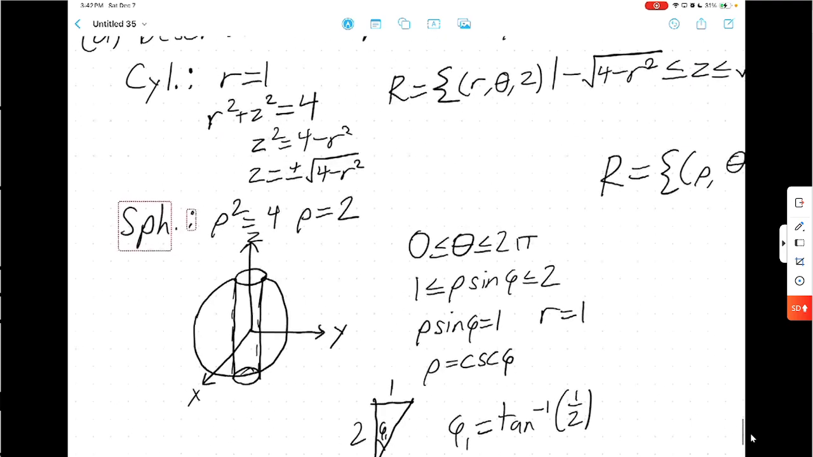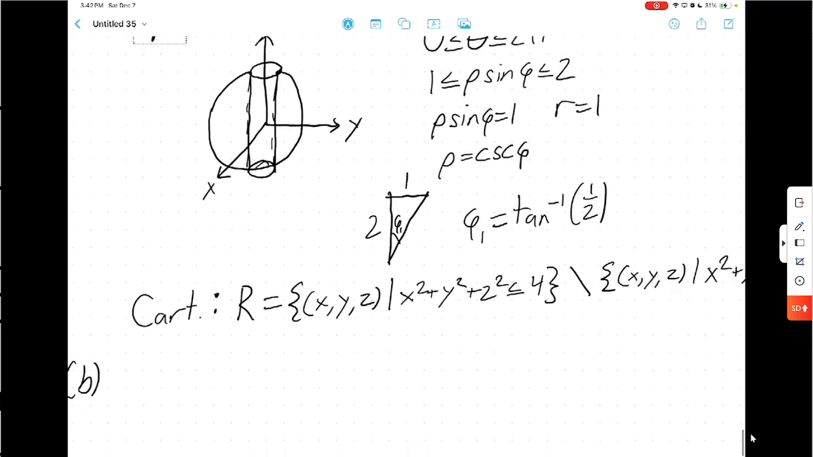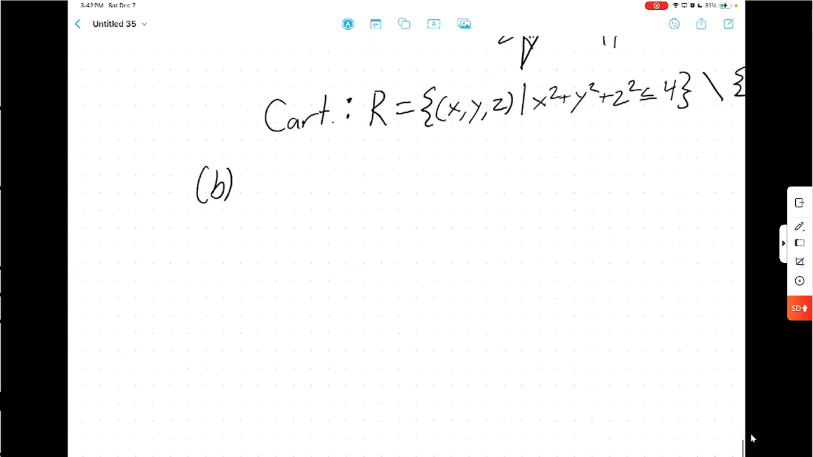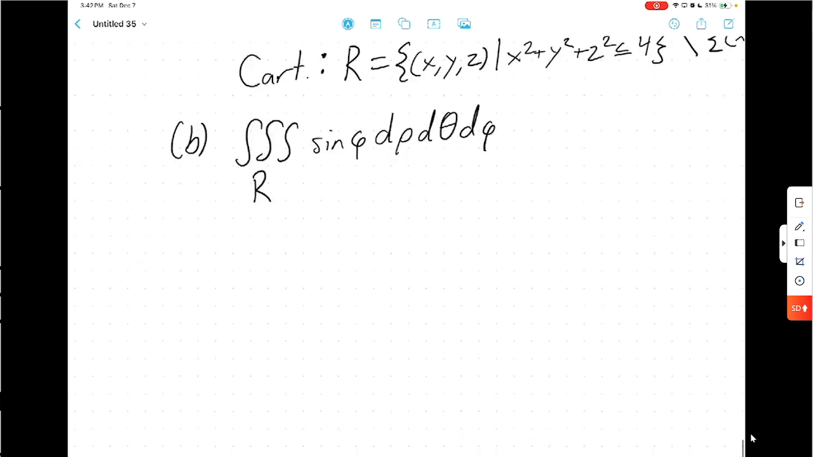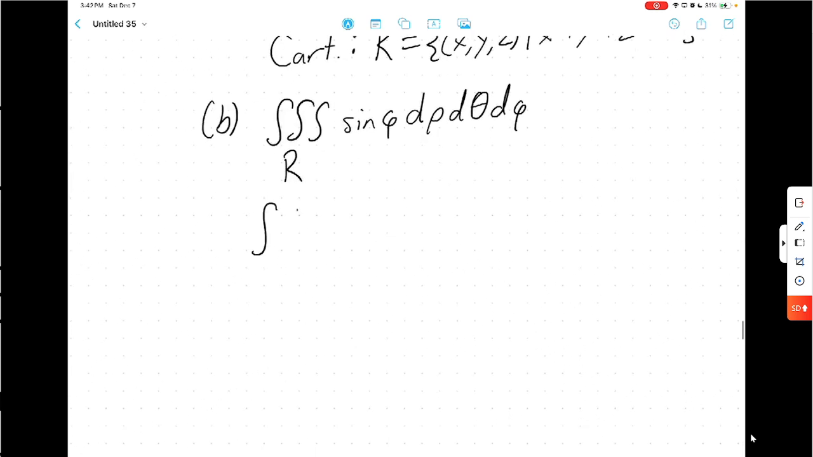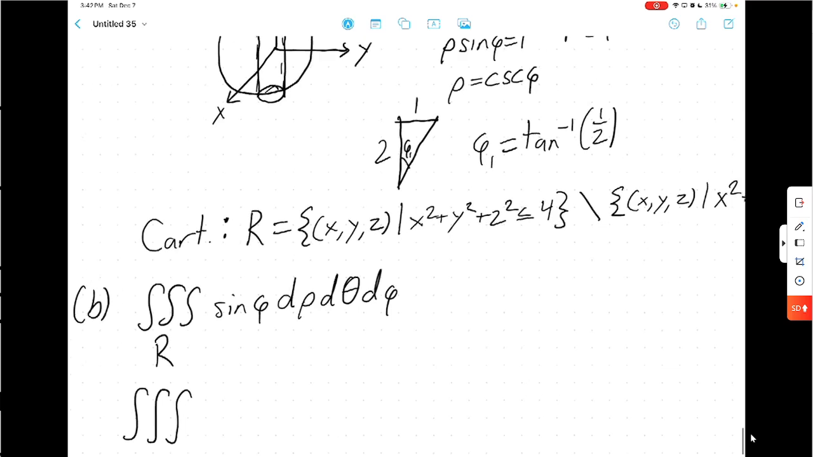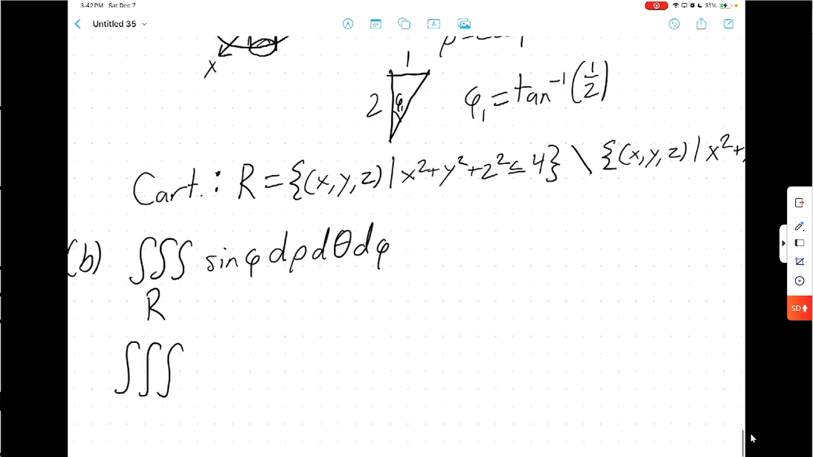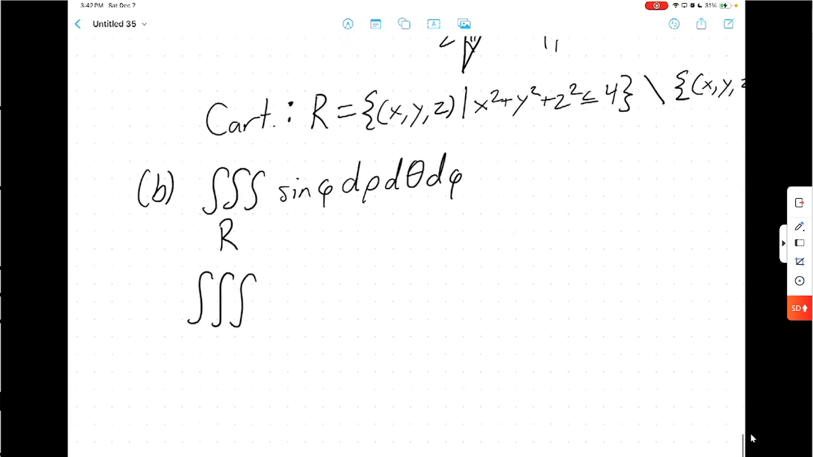Part B asks us to rewrite an integral in Cartesian coordinates. It asks us to rewrite this, the integral of rho squared sine phi d rho d theta d phi, into Cartesian. Okay, I think this is going to be just two separate integrals.